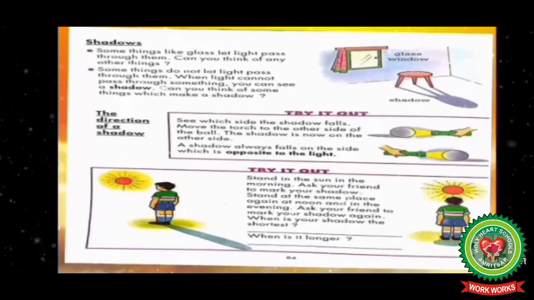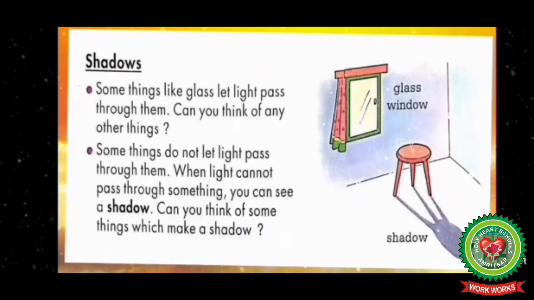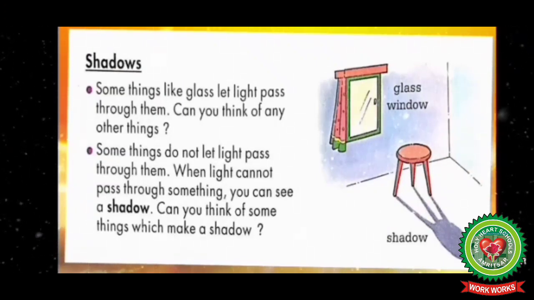Now dear students, open your science book at page number 84. Topic is shadows. Now what is shadow? A dark shape formed when the path of light is blocked by an object. Dear students, there are some things like glass that let light pass through them. Can you think of any other things?